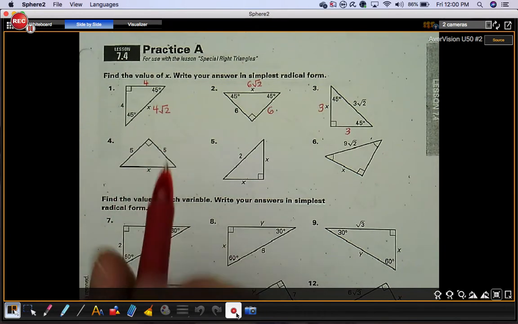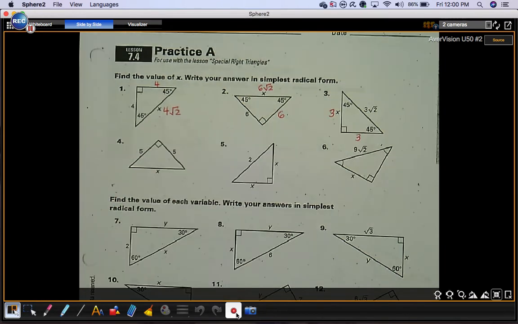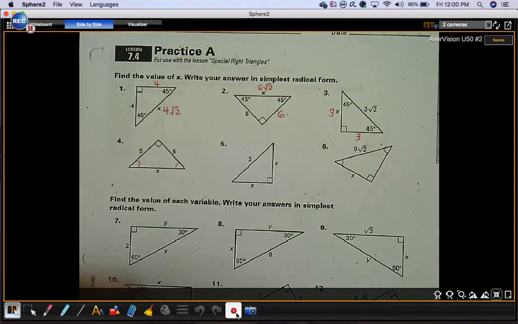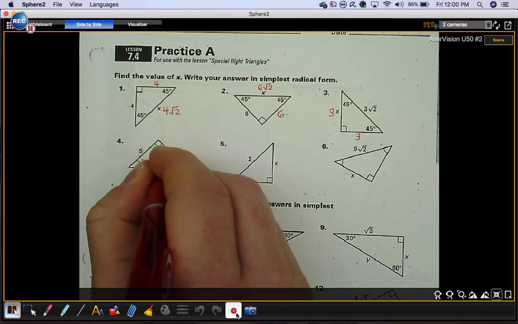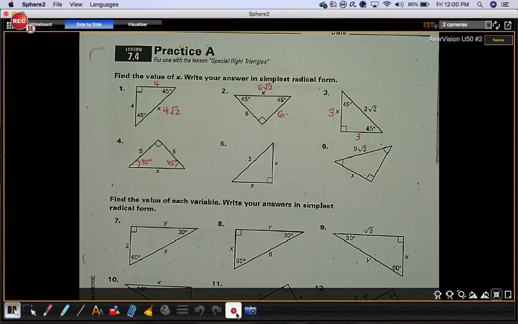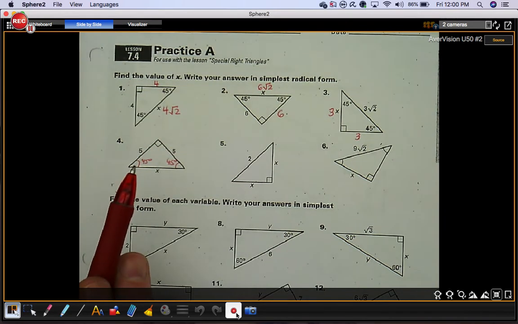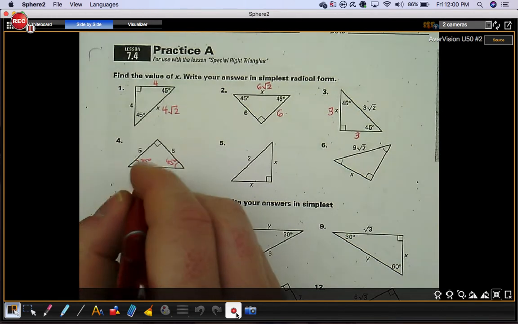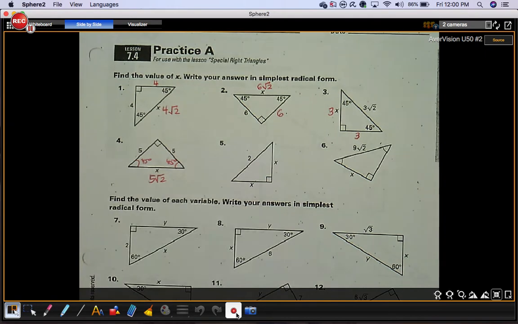Number 4, both legs are 5. Notice how we don't know any angle measures. How do we know it's a 45, 45, 90? Well, again, if your legs are the same, then that means these angles are the same, which forces them each to be 45. So those are things you have to know if they present the issue that way. If your legs are 5, your hypotenuse is 5 square roots of 2.